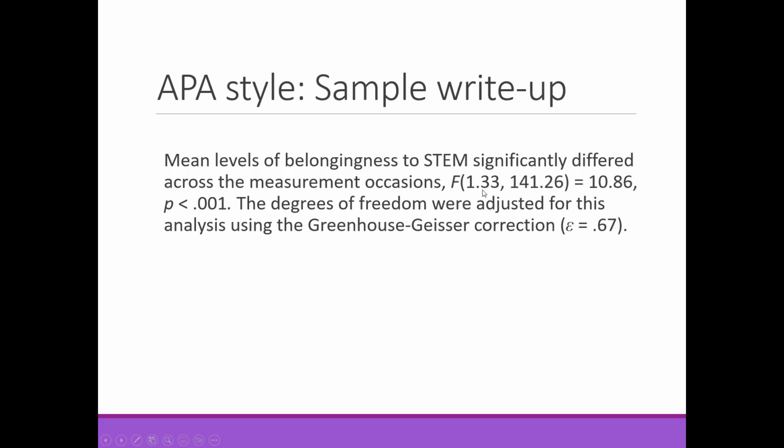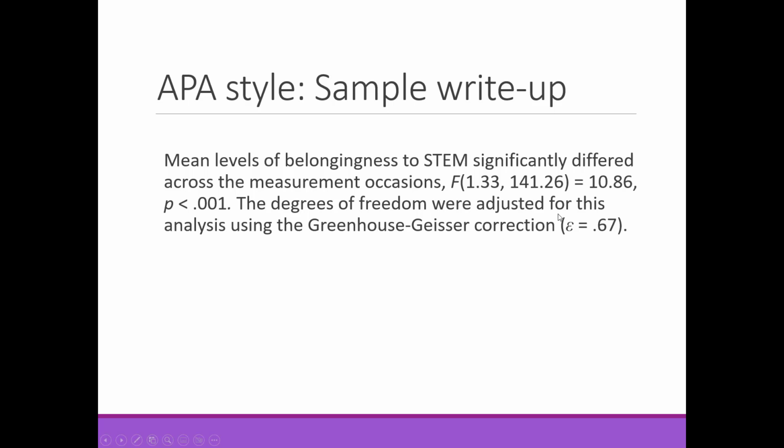So italicize capital F and then immediately open parentheses and then the degrees of freedom, numerator and denominator degrees of freedom separated by a comma and a space. And then space, equals, space, the F statistic, comma, and then space, italicized lowercase p, and in this case, the p-value was less than 0.001, so we would just report it like this.